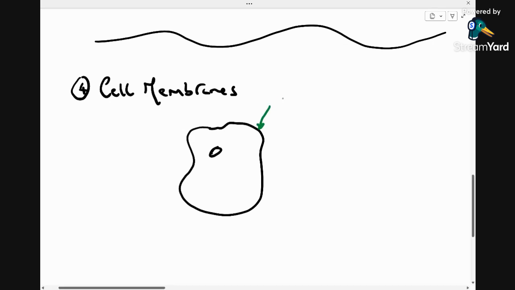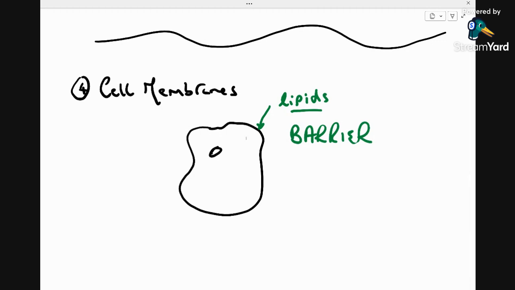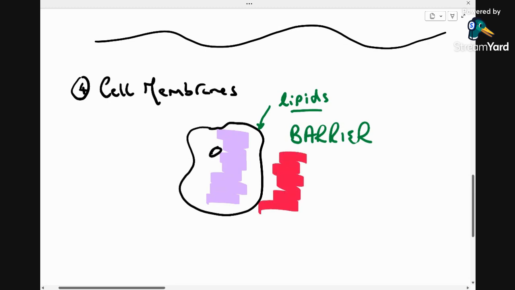So the cell membrane is made up of lipids, and it acts as a barrier. Posh word, compartmentalization. In other words, we can form a sort of inner compartment here in purple and an outer compartment here in red. And that allows us as cells to compartmentalize various metabolic activities which are useful for various different reasons.